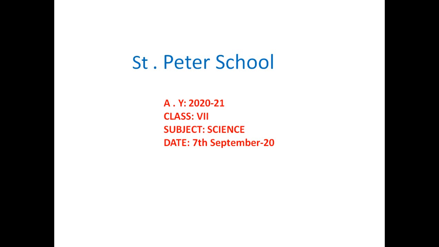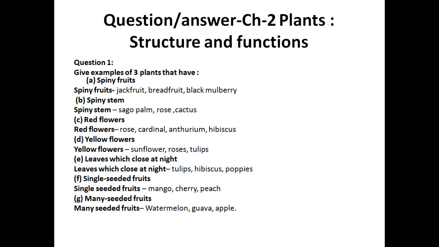Okay, so look at question number one. Give examples of three plants that have spiny fruits, that have a spiny stem, that have red flowers, that have yellow flowers, leaves which close at night, single seeded fruits, and many seeded fruits. So you have to give at least three examples for each. So let's see what the examples are.